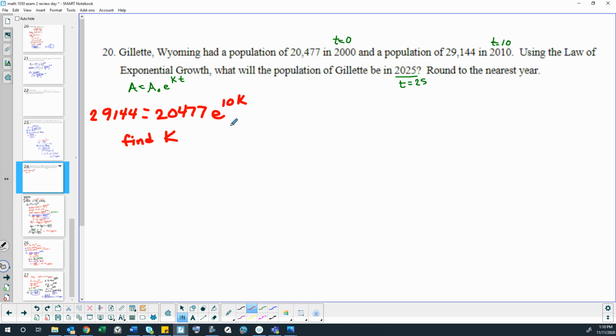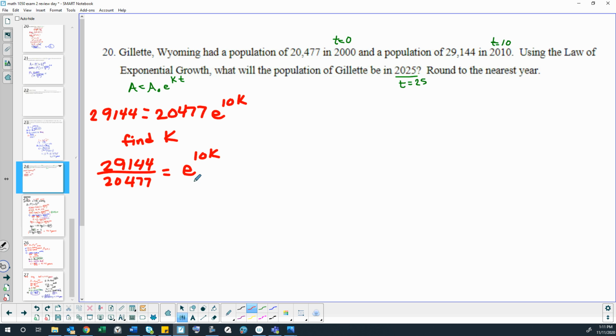In order to find k, we're going to need to use a logarithm. But we don't want to use a logarithm until we have our exponential isolated. So to do that, we're going to divide both sides by the coefficient of our exponential, which is 20,477. And while this is a really ugly fraction, it's accomplished what we needed to, and we now have our exponential by itself. So now if we take the logarithm of each side, that coefficient's not going to be in the way.